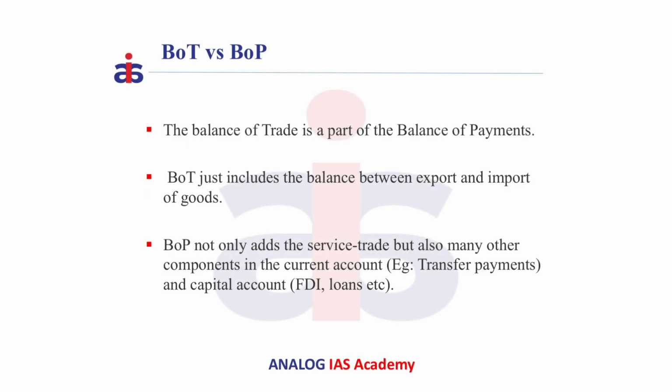Now, let us see the difference between balance of trade and balance of payments. The balance of trade is a part of balance of payments. The balance of trade just includes the balance between export and import of goods. But balance of payment not only adds the services but also adds other components in current account, for example transfer payments, and capital account, for example FDI and loans.